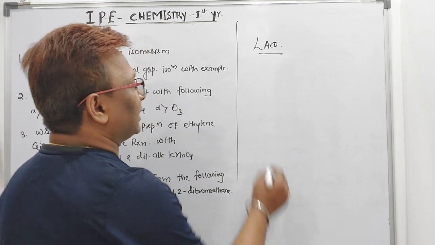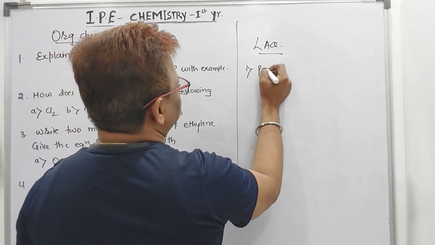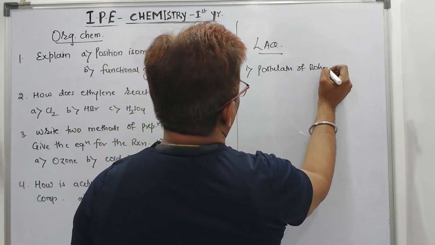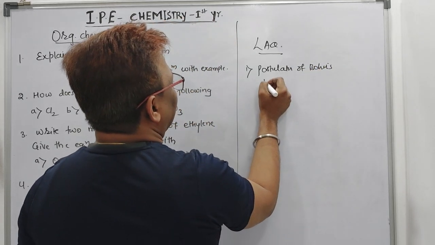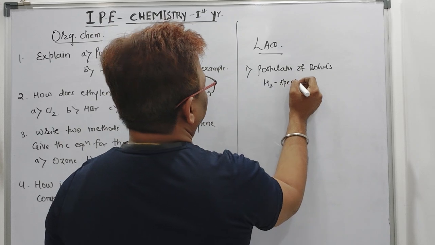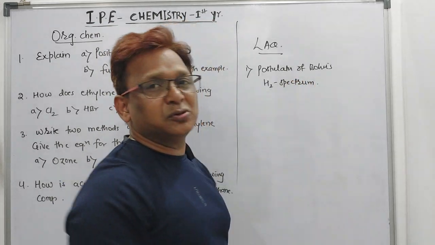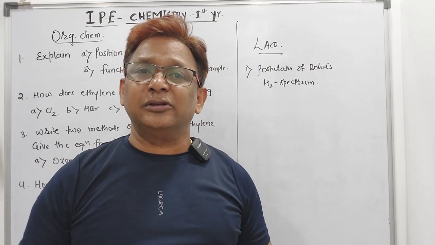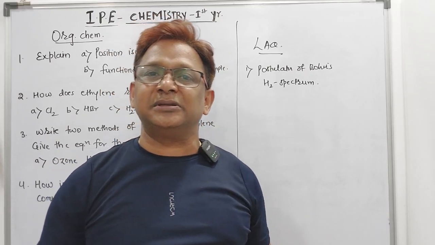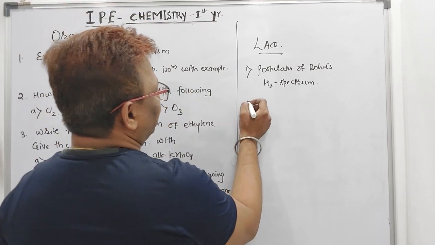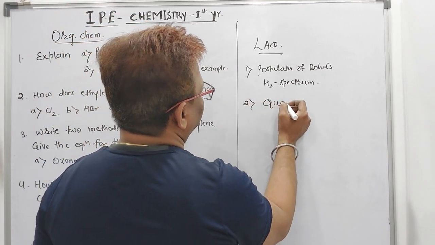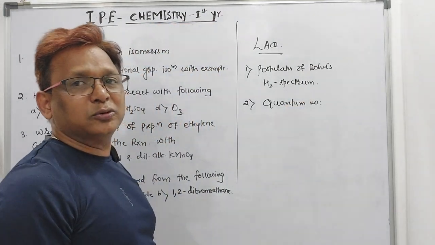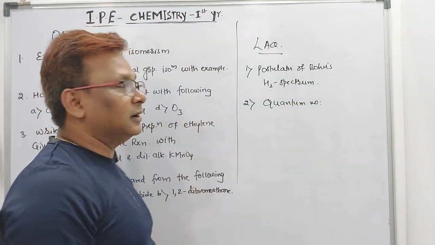With that, additionally, if they prepare the postulates of Bohr's and hydrogen spectrum based on it, it is already there on my YouTube channel. Just type 'explain the postulates of Bohr's and hydrogen spectrum based on it by Sudhir Sir Chemistry Classes' and you will get it. Second important question is quantum numbers and their significance. This is also there on my YouTube channel, go through it. Among these two, one is sure to come.